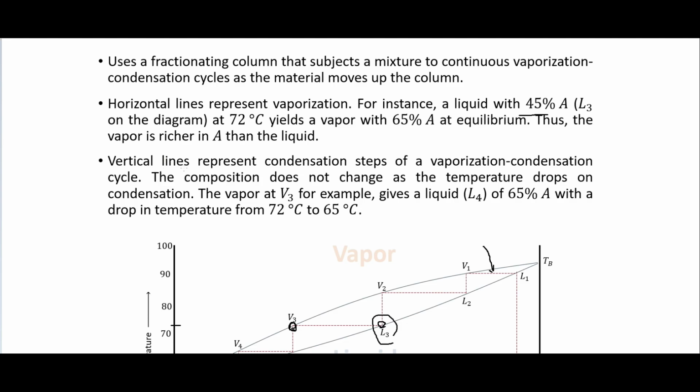So the vertical lines represent the condensation steps of a vaporization-condensation cycle. So the composition does not change as the temperature drops on condensation. So the vapor at V3, for example, gives a liquid of 65% A with a drop in temperature.